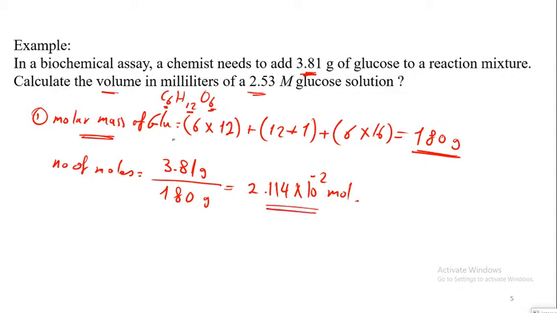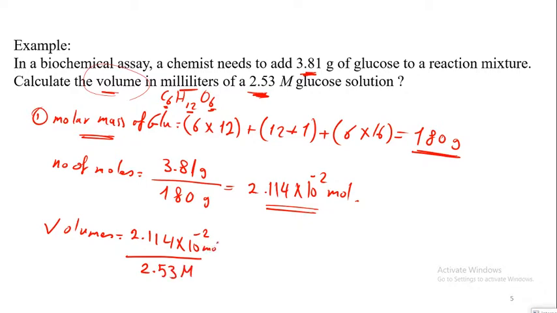So now I have the number of moles and I know my concentration. From that I can calculate my volume. Remember that I need my volume in milliliters. So my volume would be equal to 2.114 multiplied by 10 to the power minus 2 divided by my concentration, which is equal to 2.53 molar, here moles, and I have to multiply by 1000 to convert the liters into milliliters. This would be equal to 8.36 mL.